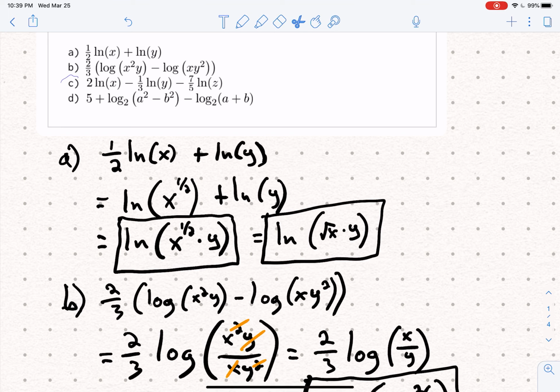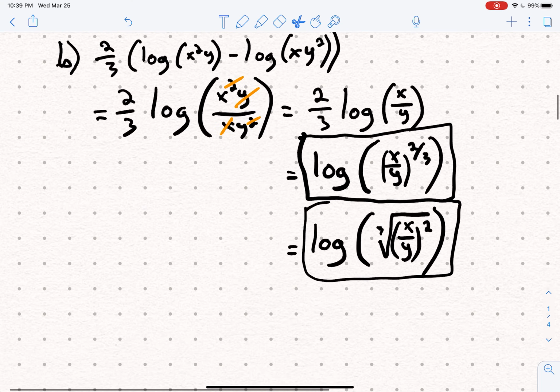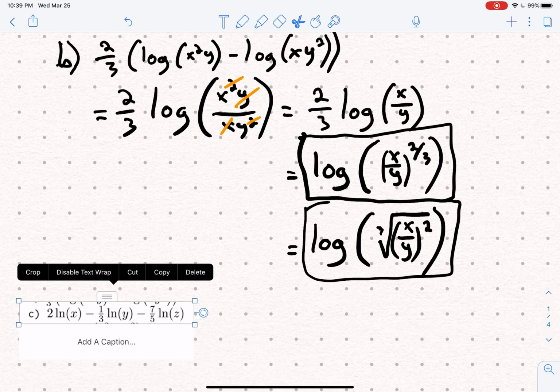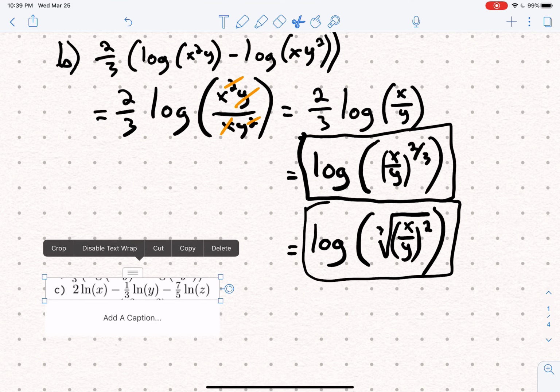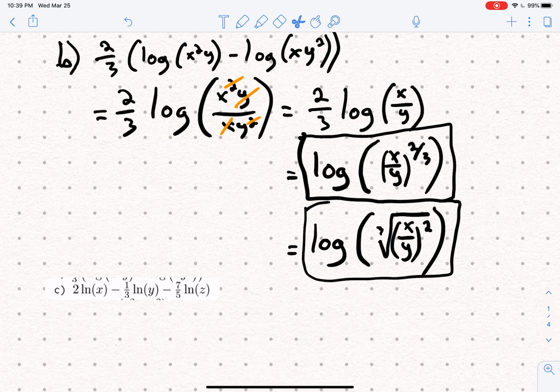So let's see, for part C, I wonder if I can cut just a piece of this thing out. And then here we go. This is my C. We'll add it down here just so that I can keep track of it. And for part C, let's go ahead and do this. This is 2 ln x minus 1/3 ln y minus 7/5 ln z.